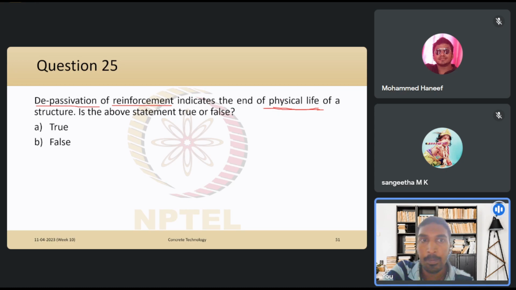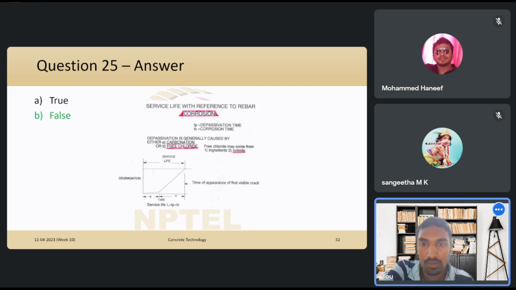So here we are saying that the end of physical life is the same as depassivation occurring, right? But it is false. Why? Let's look at this chart. It shows the degradation as a function of time. We have some initial period, represented by TP. This is what we call the depassivation time. Until this point there is no corrosion occurring, right? The passivation layer is slowly being removed.